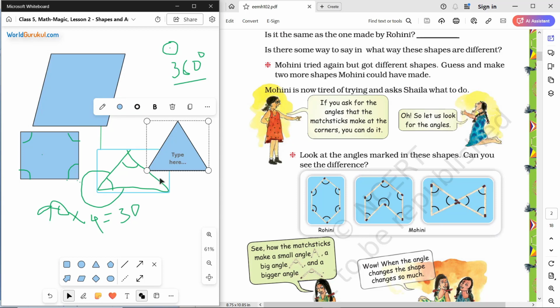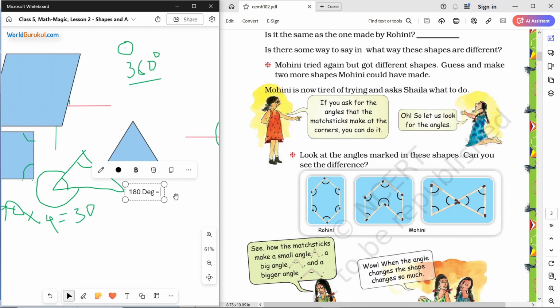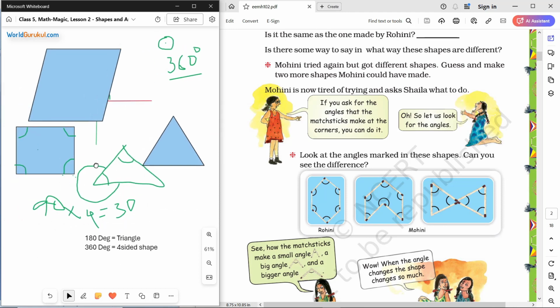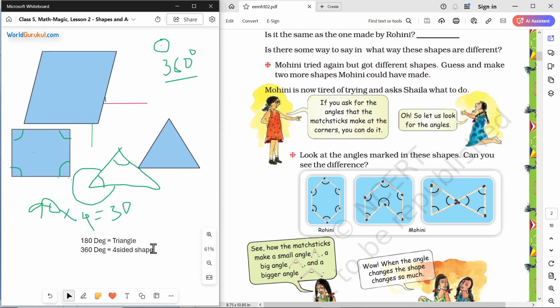A triangle has a property that the three angles, how many angles do we have here? 1, 2, 3. Three angles sum up to 180 degrees. This is 360 degrees, four-sided. Any four-sided shape can be a square, a parallelogram, or a rectangle. So I call it four-sided. For a four-sided closed shape, the inside angles will sum up to 360 degrees.